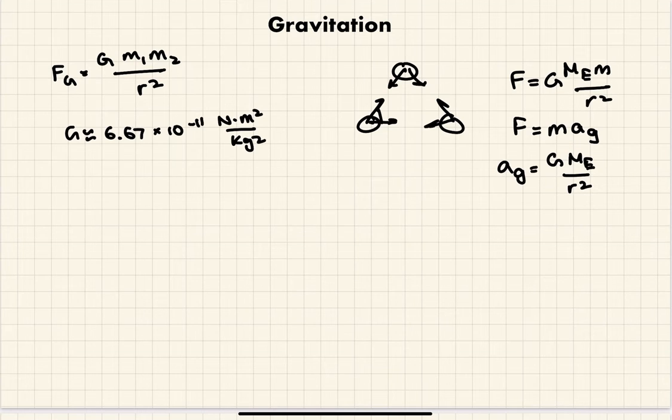Now, a_g is not always equal to lowercase g. It could be different. Lowercase g is 9.81. We know that. a_g can be different because, as we're going to learn in this topic, the value of the acceleration due to gravity is not the same everywhere on Earth. There's a few reasons why. One, Earth's mass isn't uniformly distributed. There could be mountains in one area, oceans in the other. The densities are different.